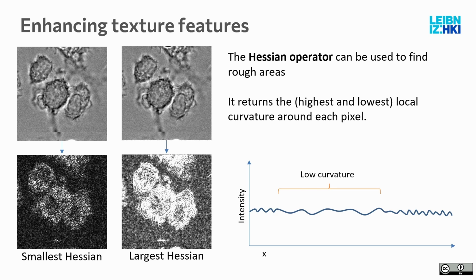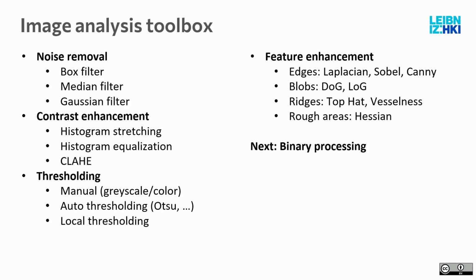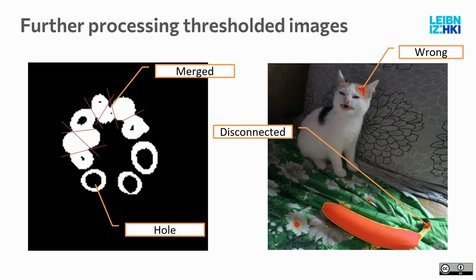Okay, we continue with binary processing now. So let's assume we have thresholded our image, and usually it will never be perfect, as you have found. For example, with these clusters, you see that this one has a hole, you might want to have it filled. Then you often have, especially with these biological images, things that are absolutely merged together.